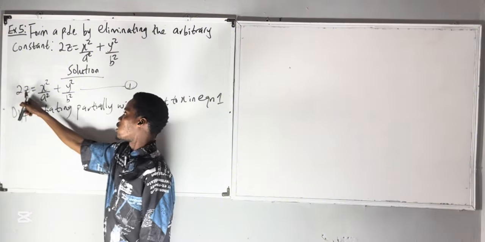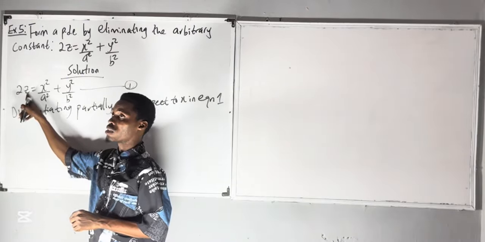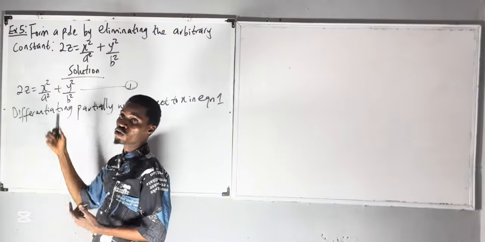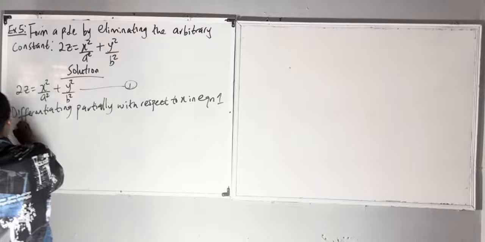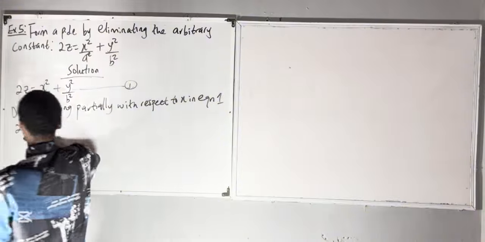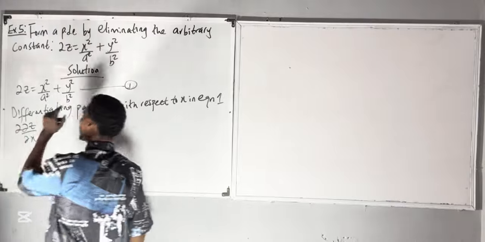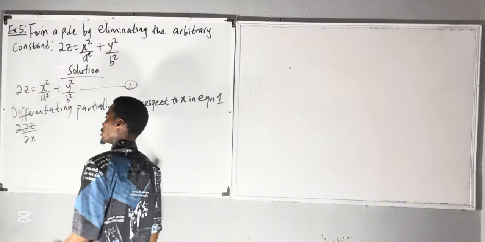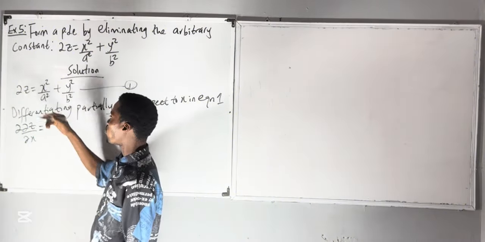So it means if I differentiate z with respect to x, I'm going to have the partial of z with respect to x. I have 2 here as well. I'm going to have 2 times this. If I differentiate 2z, I'm going to have 2 times the partial of z with respect to x, because I'm differentiating with respect to x, and I have 2 here. So 2 is going to multiply this, which is equal to x square all over a square.